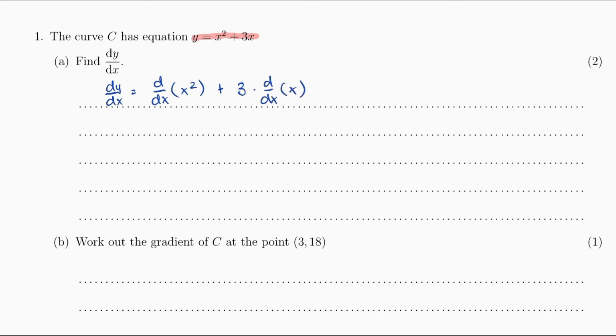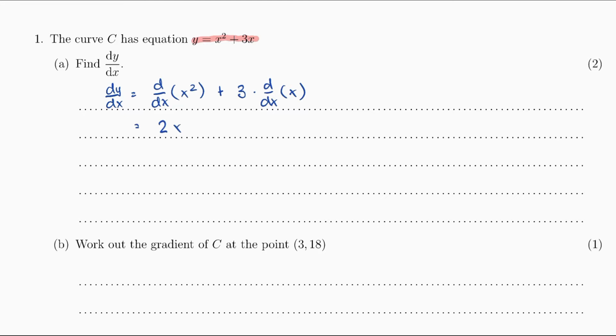To find the derivative of x squared, we use the power rule. So we bring the power to the front and then minus 1 from the power. And similarly, we have 3 times the derivative of x. So x is x to the power 1, so we bring the power to the front. So we bring 1 down to the front and then minus 1 from the power.